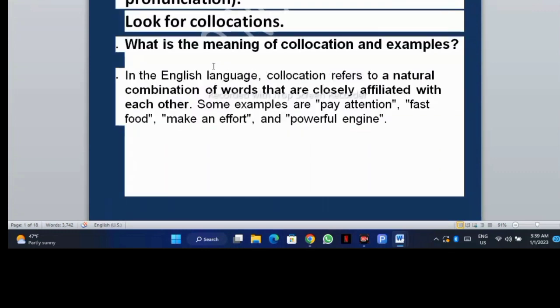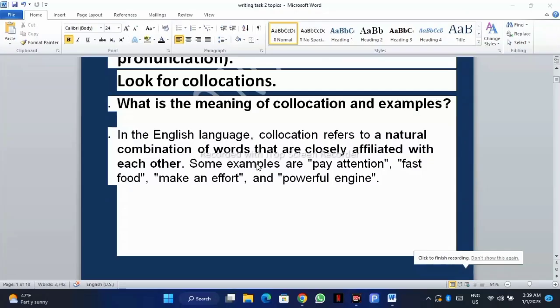Again, you have to prepare the collocations for that. I will share with you the meaning of collocation and examples. In the English language, collocations refers to a natural combination of words that are closely affiliated with each other. Some examples of collocations are pay attention, fast food, make an effort, and powerful engine. Collocations are a combination of verb and noun, adjective and noun, adverb and verb, like that. So it means you have to add something with the noun. In this way, you will get a better score.